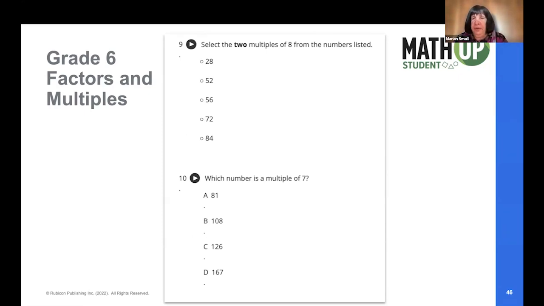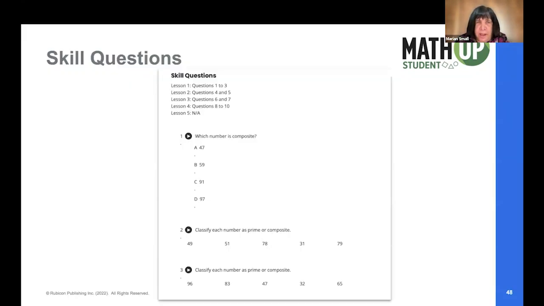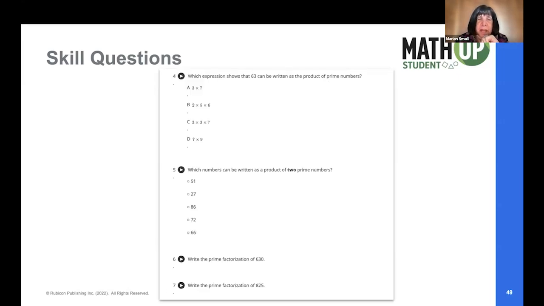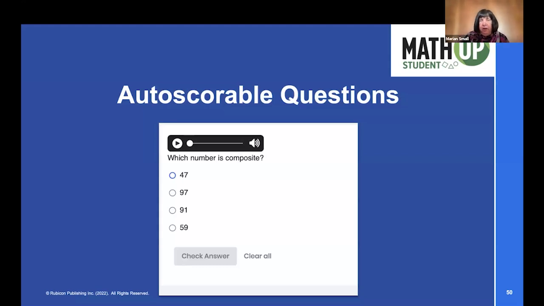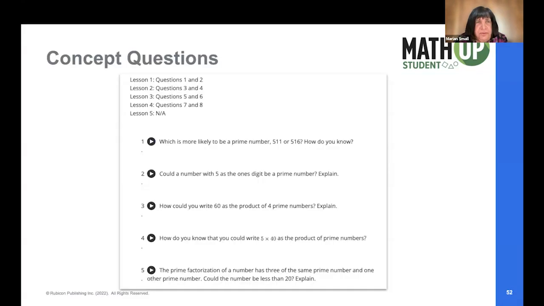So those are the kinds of questions you would see. This is grade 6. The skill questions come with notes and a scoring guide. And so we tell you which lessons go with which questions. And this is when it's auto-scorable. The kid enters it in the computer, they click, and it will check their answer. Michelle may be showing you a little bit of that. The concept questions also come with notes and an answer key. So again, we're telling you which questions go with which lessons.